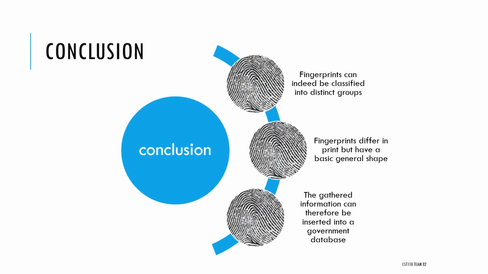From this experiment, we can gather that fingerprints can be classified into distinct groups based on their shapes. Although fingerprints differ from one person to the next, fingerprints follow a generic shape or structure with small yet noticeable differences. Such information can therefore be inserted into a database and used by selective institutions such as governments and forensic companies.